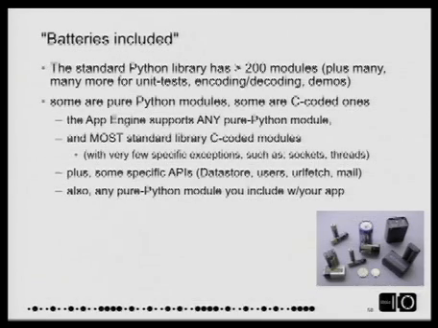There are specific limitations that will be covered in the App Engine sessions. App Engine does not allow you to do threads, does not allow you to do sockets. That's not because they're coded in C, it's because of its very specific execution model. Moreover, App Engine will add some specific APIs such as datastore, users, URL fetch, mail, and will support any pure Python module you use.